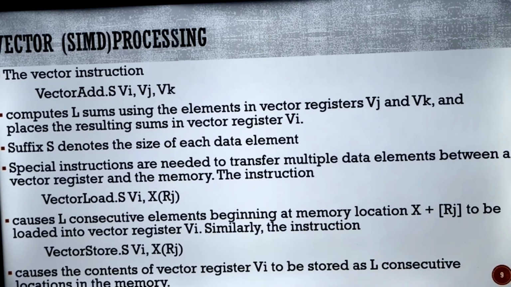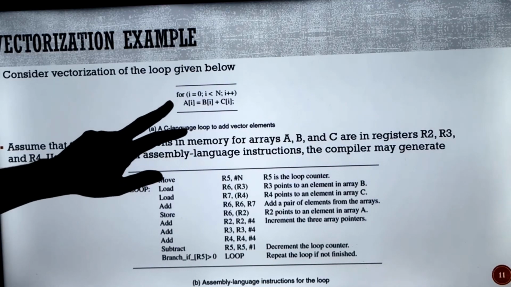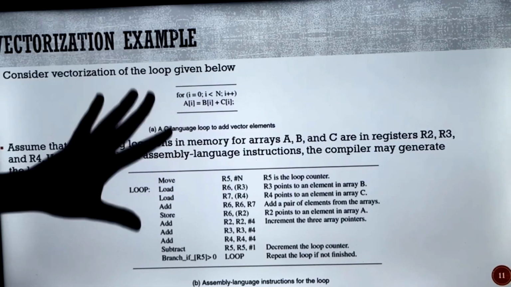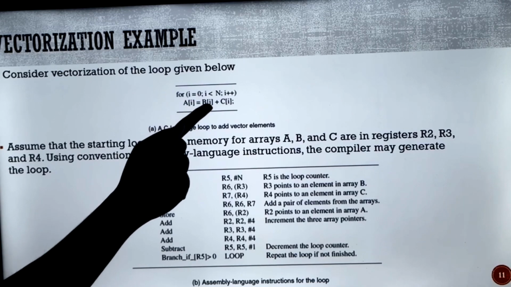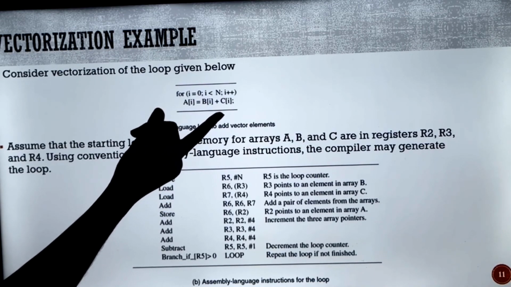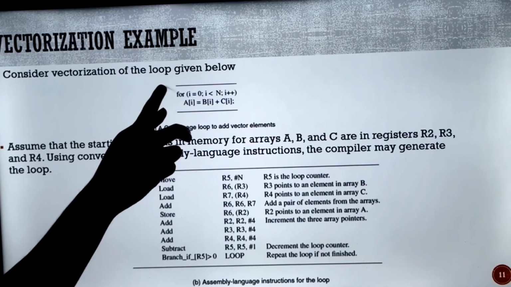So let me take one example, it will be helpful for you to understand. Suppose I have a program in front of you. What is that program? For i equals 0, i less than n, i plus plus, a[i] equals b[i] plus c[i]. You have some set of data in array B, you have some set of data in array C, and you want to add all this data, and this is the program you have. If I ask you to write this program in C, this is how you will write, right?